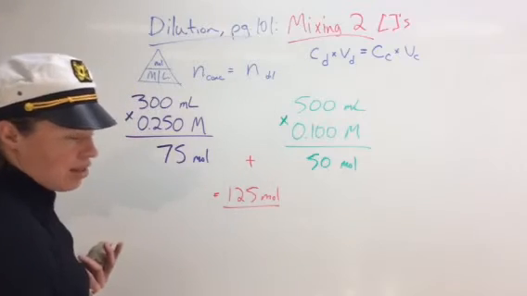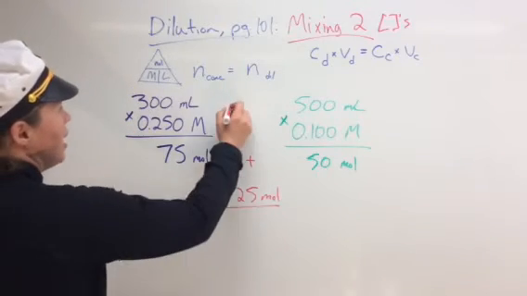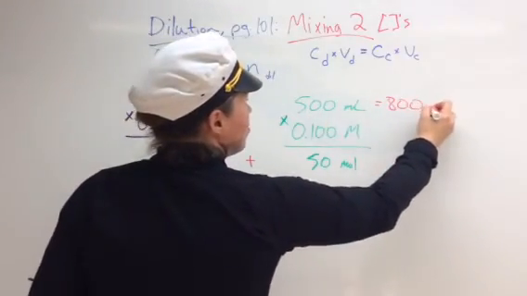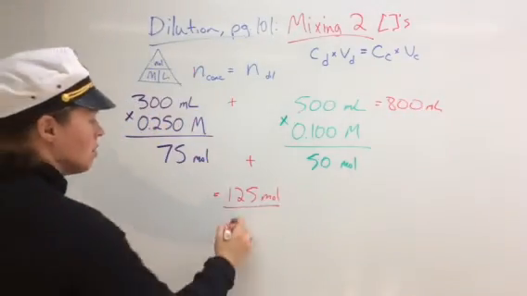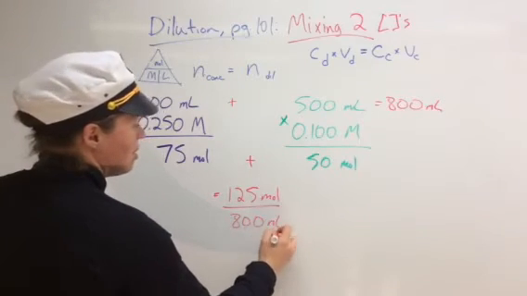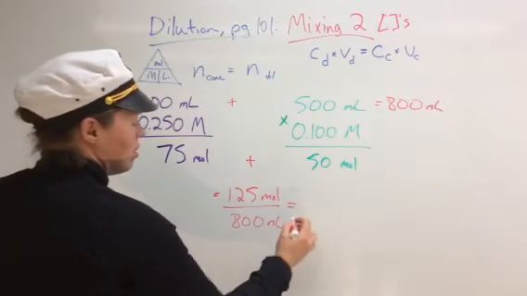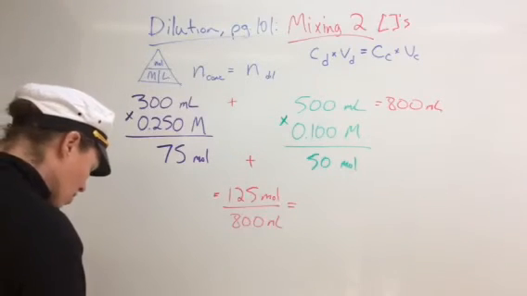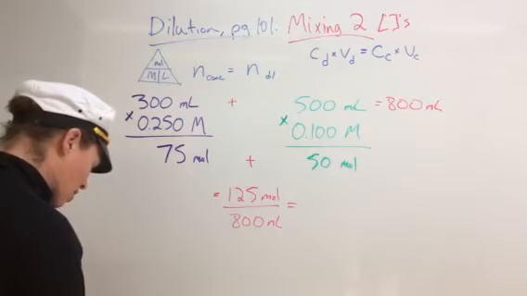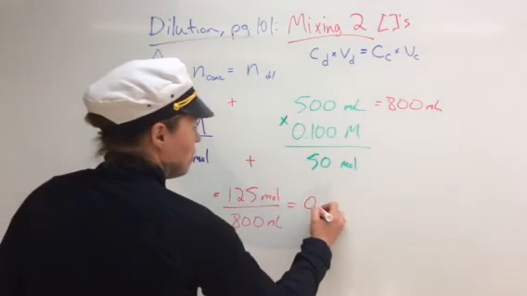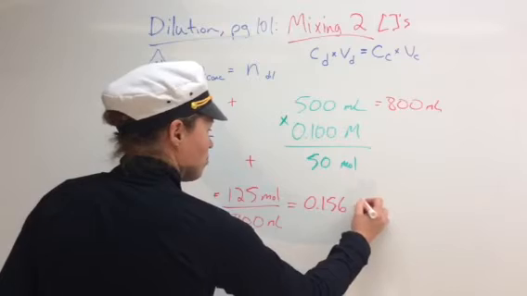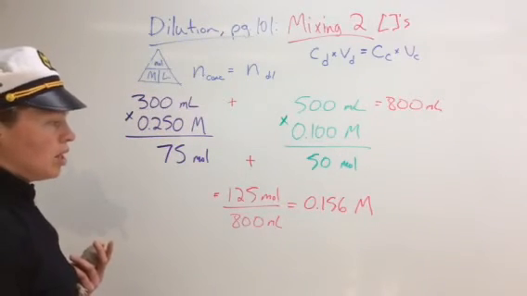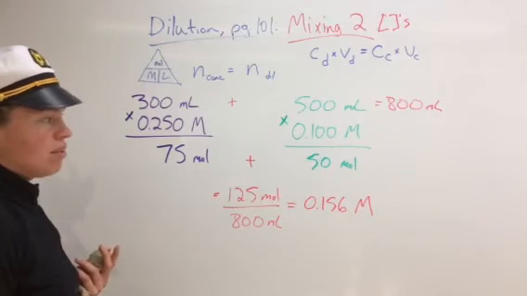And here's where it's going to get fixed, because if I add up 300 and 500, I get 800 milliliters as my total volume. So 800 goes here, and since it's milliliters, it's just going to solve my little issue. So I go 125 divided by 800, and I get 0.156 moles per liter. Moles per liter, so moles over volume. And that's a reasonable answer.